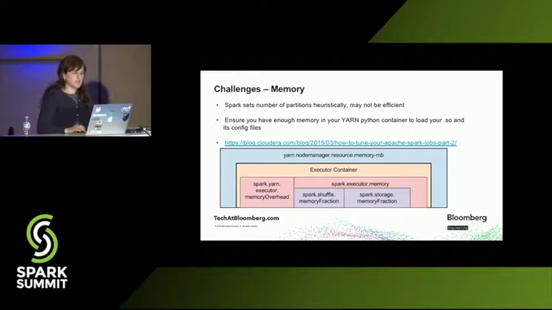The other issue is that you have to make sure that your Yarn Python container has enough memory to load your SO and its config files. So if you remember, if you're using Yarn, every container has memory set, and then the executor itself is using a lot of overhead. So you need to make sure that when you allocate your Yarn container's memory, you actually have enough space for your Python worker to run, because it's also running under Yarn.